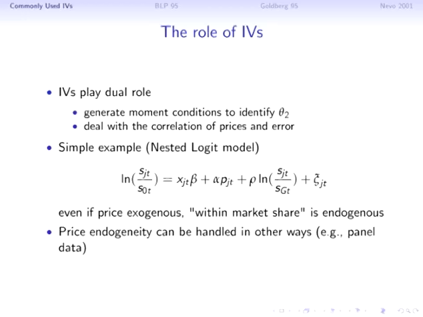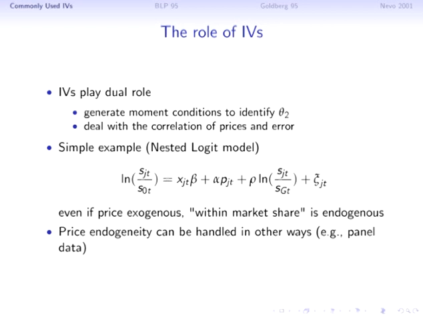Okay, so I said some of this. We basically talked about the estimation conditional on having instruments, and then we'll talk about where these instruments come from and see several applications. Before talking about instruments, let me emphasize again that the instruments here, or the moments, actually have dual roles. One is that we need to generate moment conditions to identify the nonlinear parameters. The other is to deal with the correlations between prices and the error term.